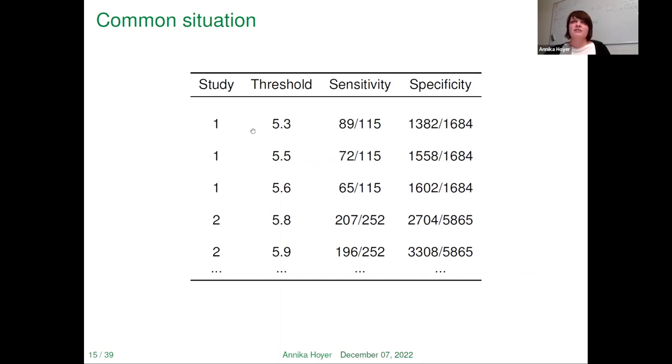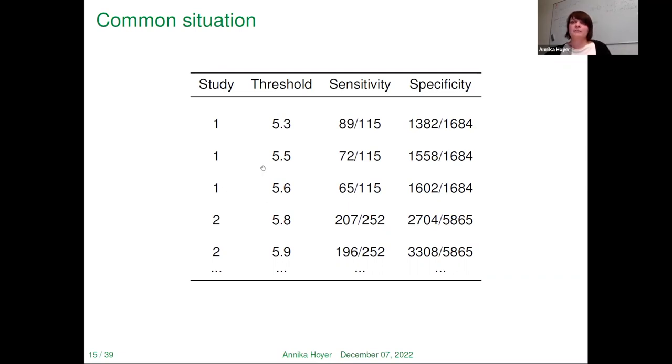We have, again, our situation. We have several studies evaluating the same diagnostic test. In this example, again, the HbA1c test to determine whether someone has type 2 diabetes. And the situation is a bit more complicated because every study reports on different diagnostic thresholds. So in practice, it is often the case that a single study does not focus only on one diagnostic threshold and report the corresponding sensitivity and specificity. Often several diagnostic thresholds are evaluated.